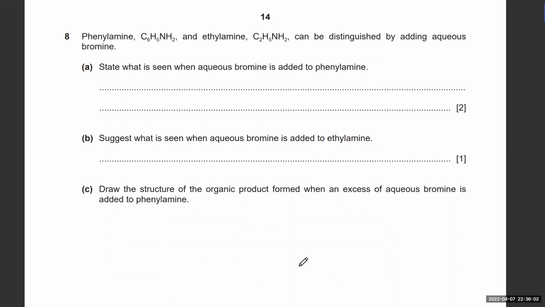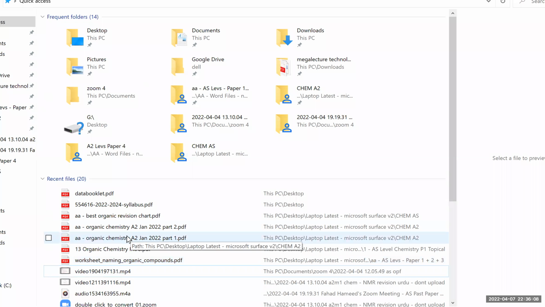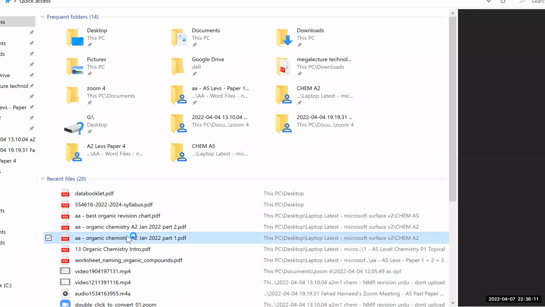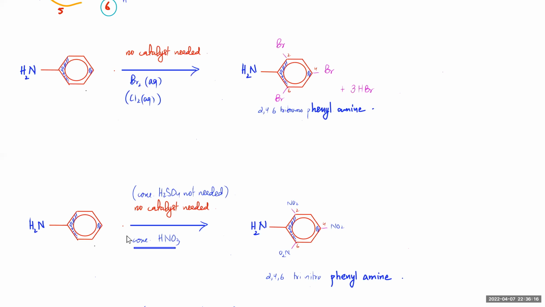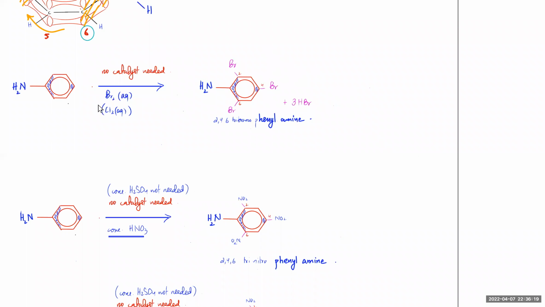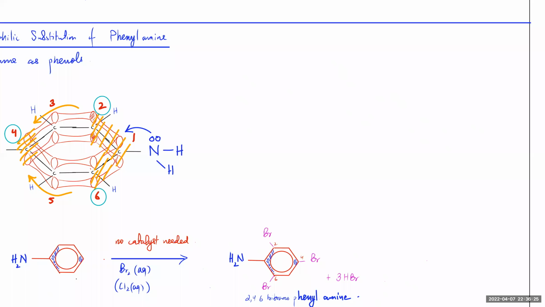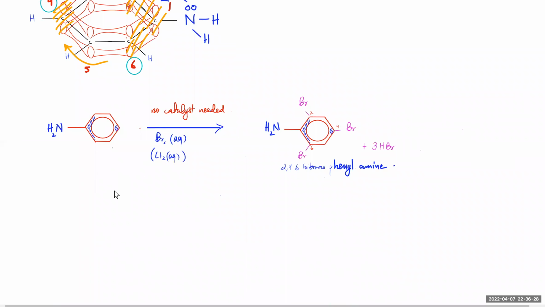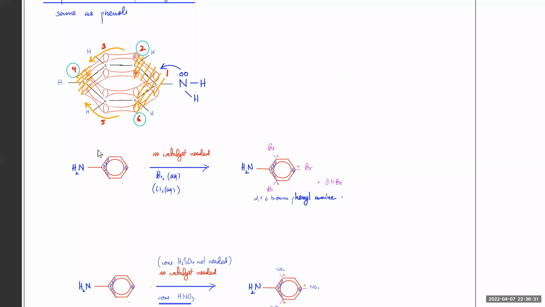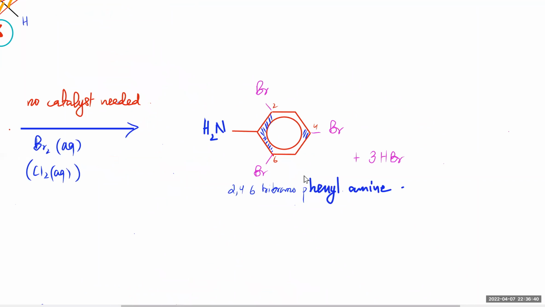This one is about phenylamine. What happens when you do bromination of phenylamine? That is electrophilic substitution. When you do bromination of phenylamine, the benzene ring is highly activated. Why? Because the lone pair on N mixes with the benzene electron cloud, increasing its negative charge density. So when you add Br2, it gets added to all three positions, and that results in a white precipitate.